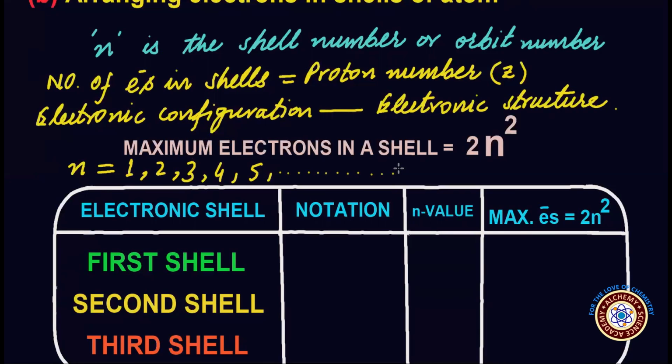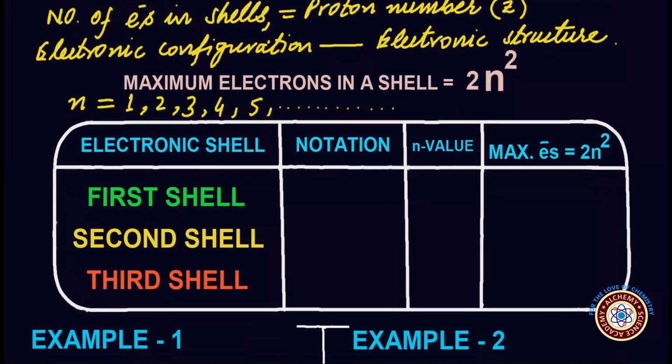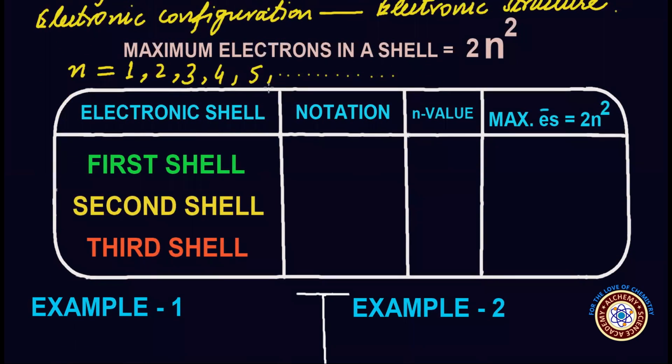For example, the first shell has an n value of 1, the second shell has an n value of 2, the third shell has an n value of 3 and so on. Now let us see how to calculate the maximum number of electrons which can be accommodated in a particular shell. Shells can be counted right after the nucleus outwards, that is first shell, second shell, third shell, fourth shell and so on.